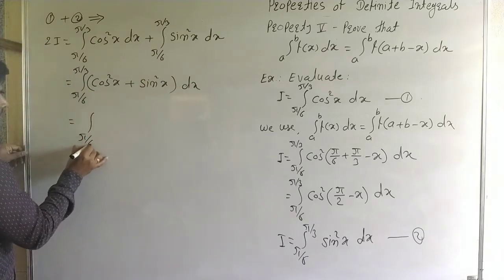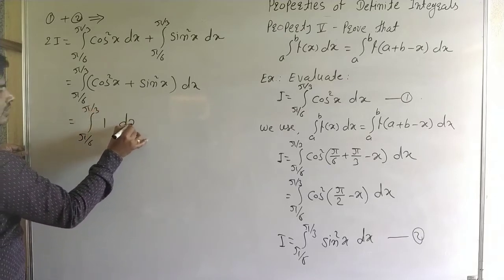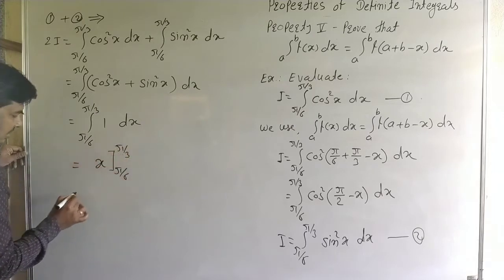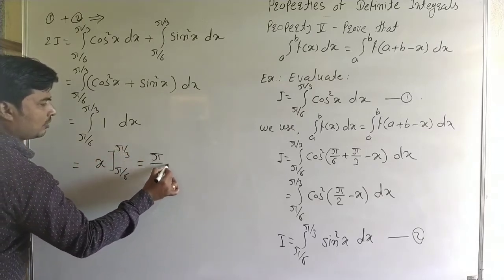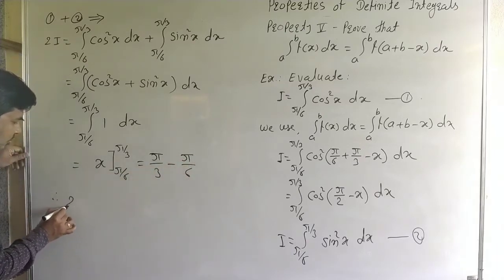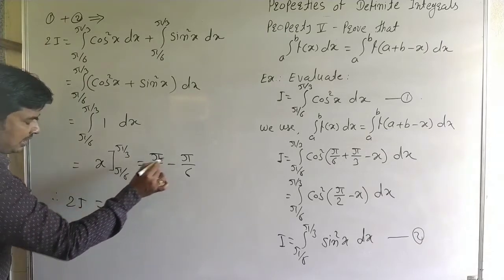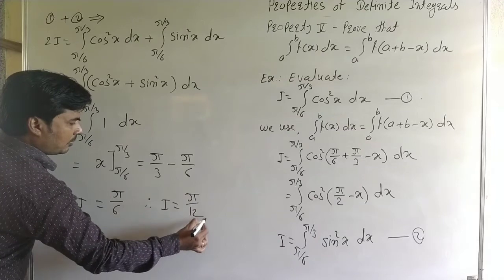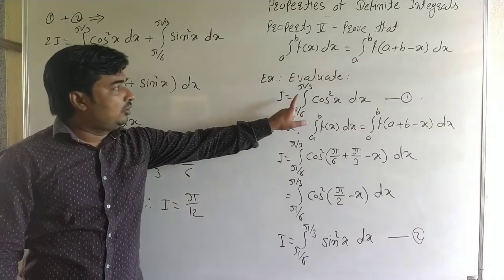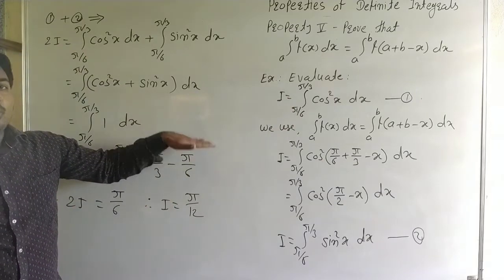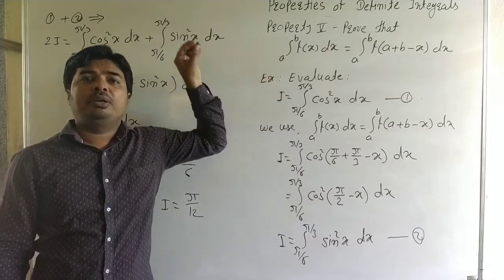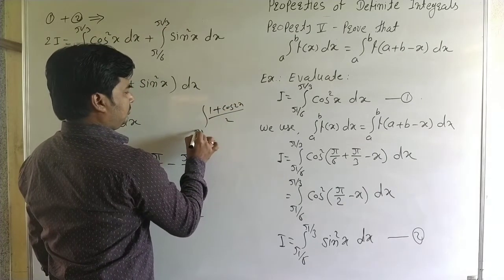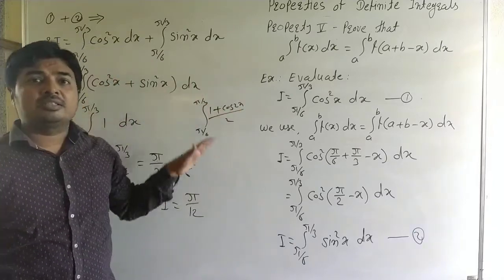And cos square x plus sin square x is 1. So the integral from pi by 6 to pi by 3 of 1 dx, and the integral of 1 is x, with limits pi by 6 to pi by 3, which is upper limit minus lower limit. Therefore 2I is equal to pi by 3 minus pi by 6, which is pi by 6, and the final answer is I equal to pi by 12. The value of this integral is pi by 12. You can also solve this example directly by using the formula (1 plus cos 2x) upon 2 with limits pi by 6 to pi by 3, and again the answer is the same.